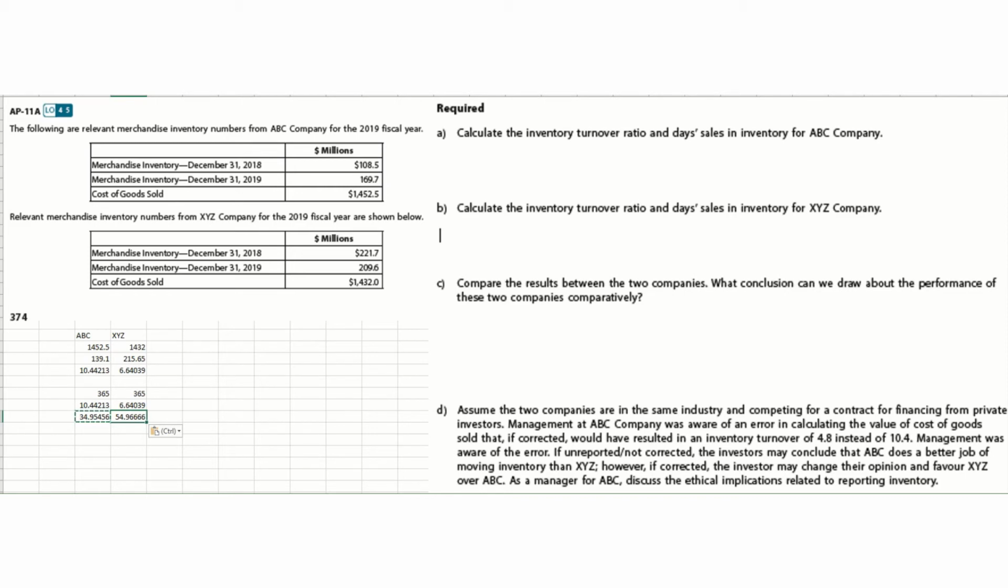XYZ company takes 20 more days to turn over its inventory compared to ABC, 55 versus 35. However, we do not know if the two companies are in the same industry. Therefore, we really should not draw a conclusion for comparativeness.